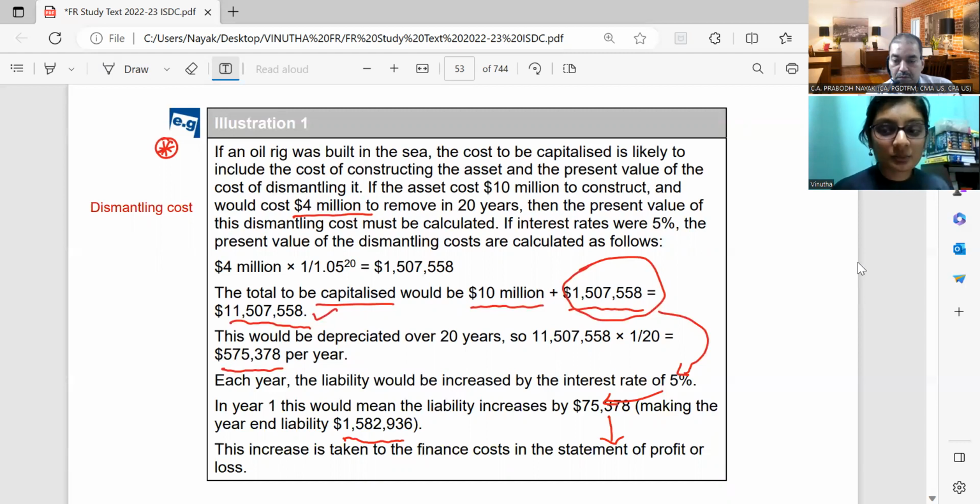Sir, I don't have a normal calculator. I have a scientific calculator. You need a financial calculator. You need a simple calculator to purchase. Okay, sir. I'll keep it ready by next class. Yeah. So on the scientific calculator also, if you can calculate, tell me. 1 divided by 1.05 raised to 20.